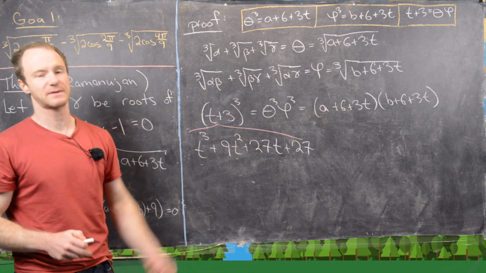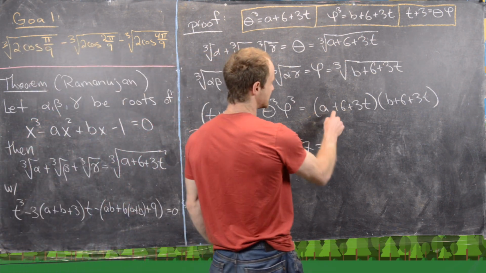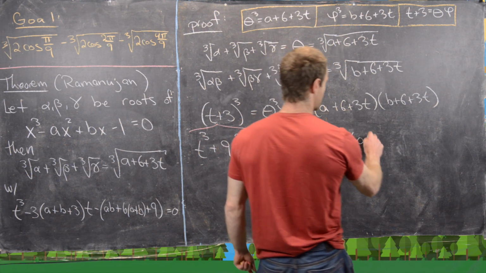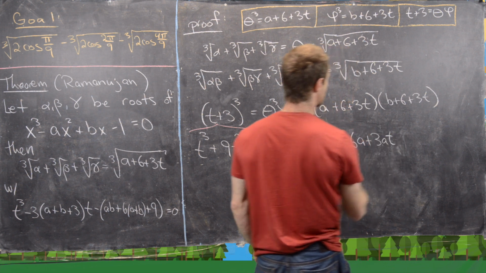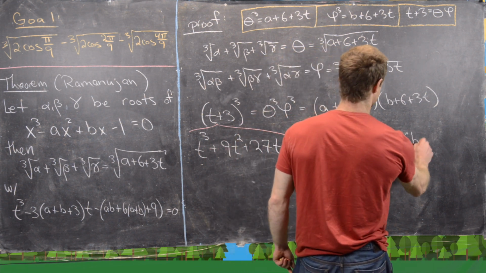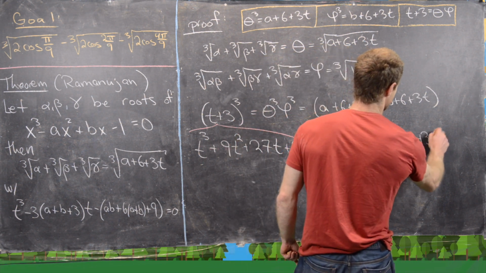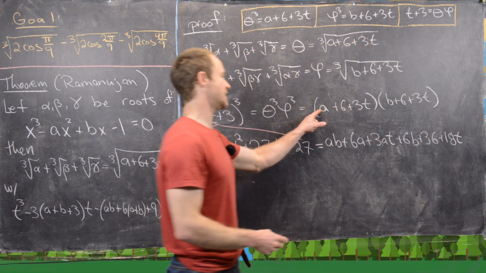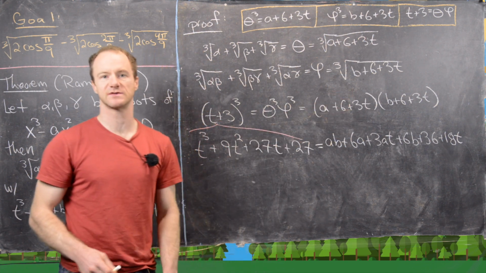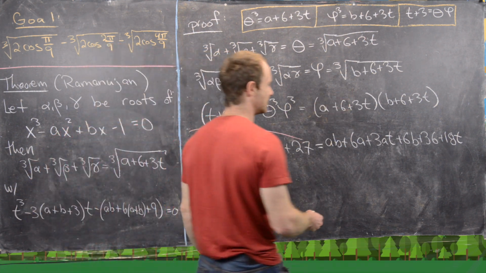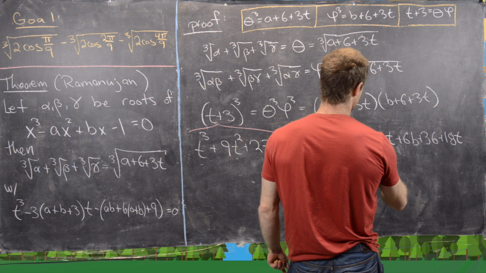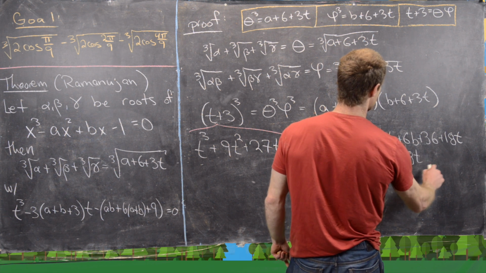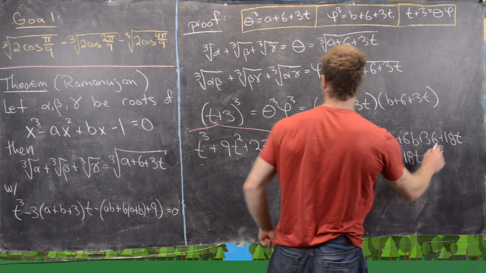Great, and now we need to multiply out that right-hand side. So let's see what we get here. We get ab plus 6a plus 3at plus 6b plus 36 plus 18t. So that's what we get from multiplying these first two terms onto that last guy. And then finally we have plus 3bt plus 18t plus 9t squared.